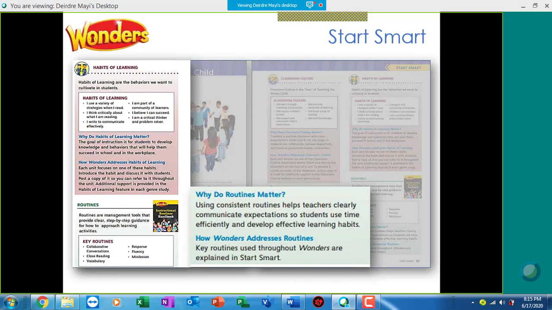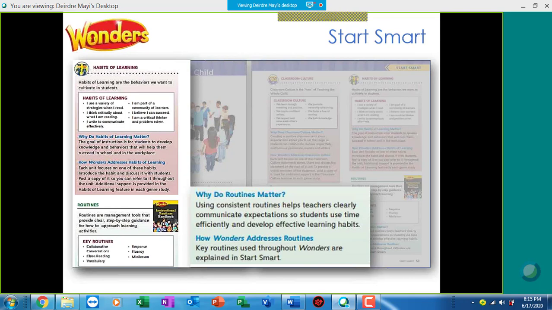I use a variety of strategies when I read. I think critically about what I am reading. I write to communicate effectively. I am part of a community of learners. I believe I can succeed. And I am a critical thinker and problem solver. Those are the habits of learning.